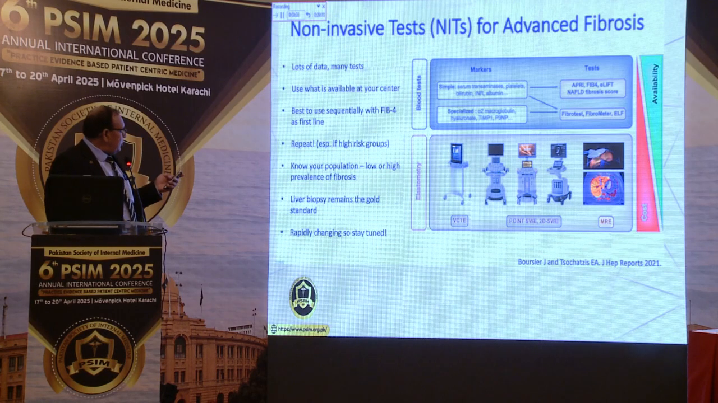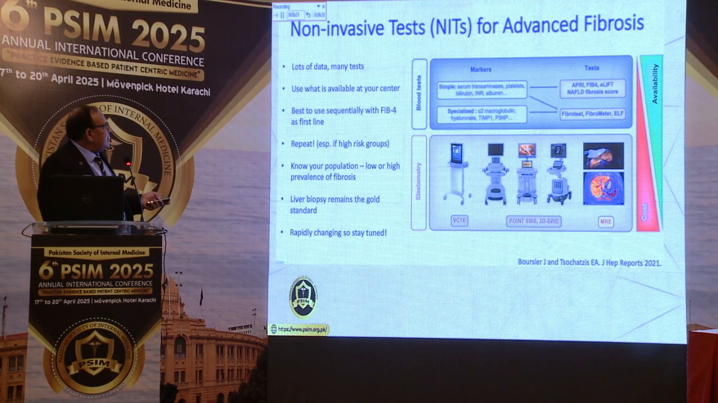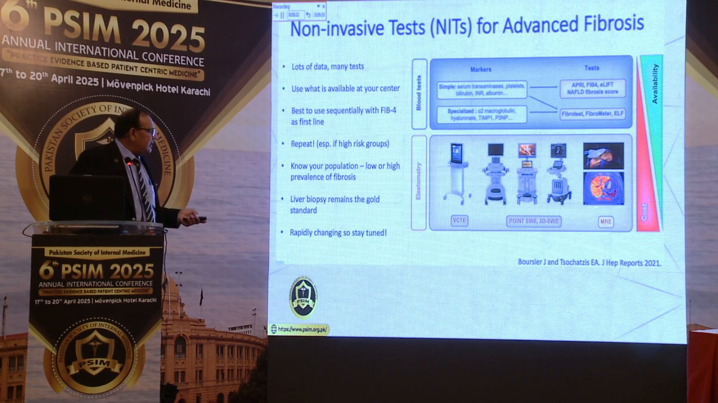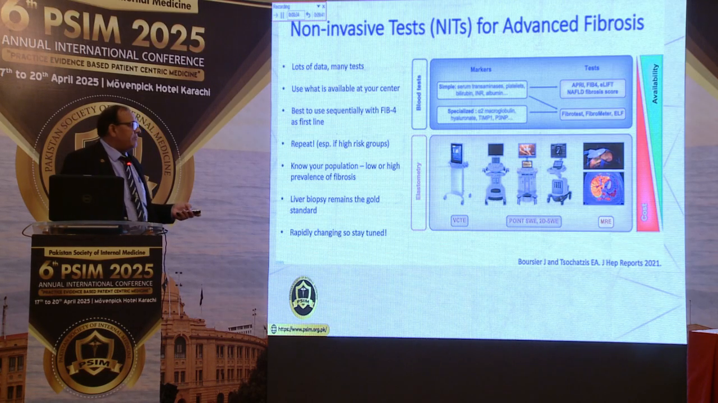So these are a few modalities we have already discussed. Blood markers, like transaminases, platelets, bilirubin, INR, albumin, then APRI score, FIB4, and MAFLD fibrosis score. These are the blood tests, and then there are specialized tests: VCTE, and either 2D SWE or MRE, depending upon the availability.